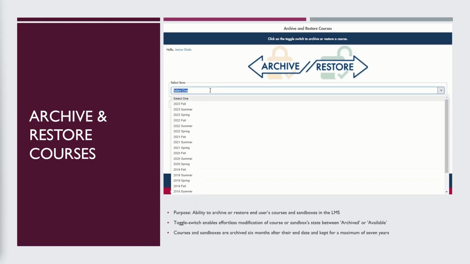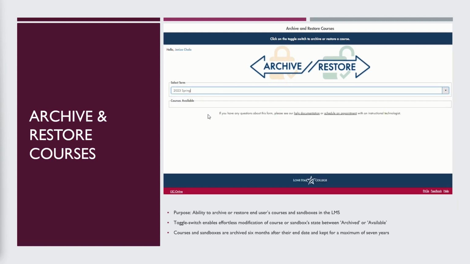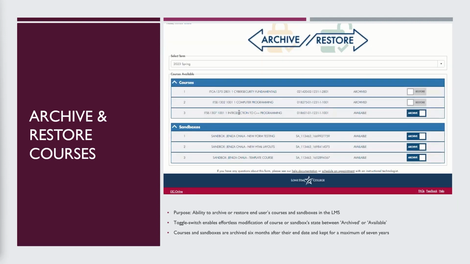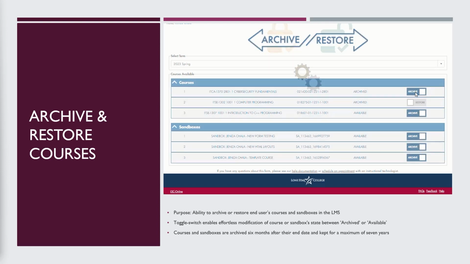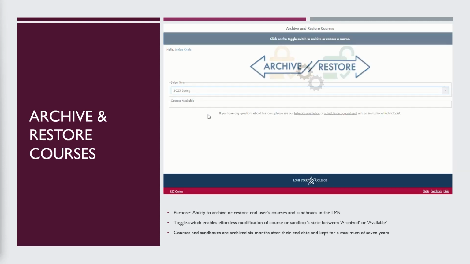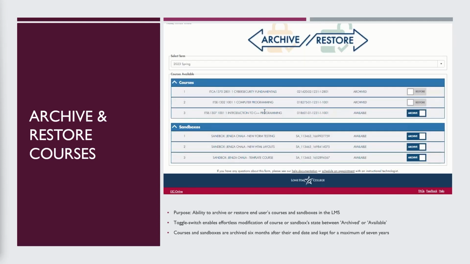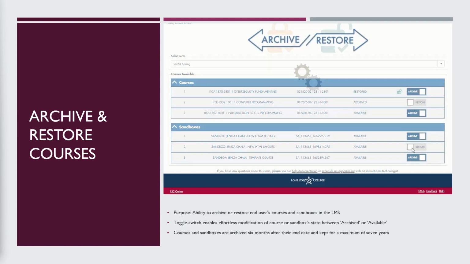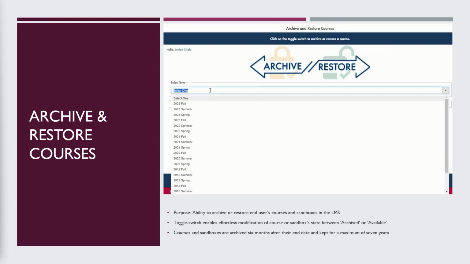The archive and restore form is used by instructors to either archive courses they no longer require or restore courses that were previously archived by the system. In the LMS, courses were kept for up to 7 years, 6 months after the end date of a course or sandbox. They are archived by the system and cannot be seen by faculty. With this form, faculty have the freedom to access their old course and content by restoring a course and archiving again when it is no longer needed.